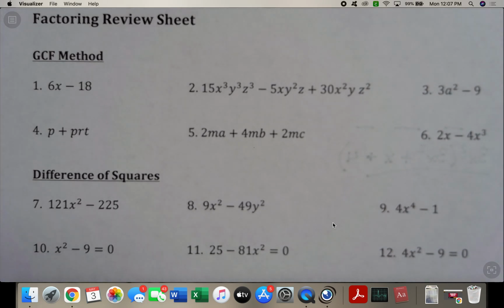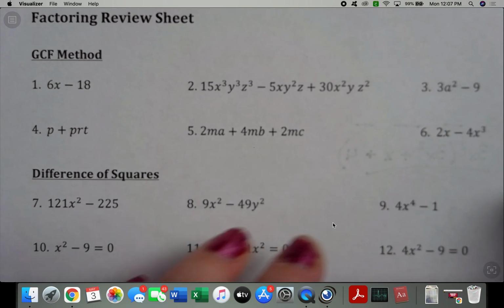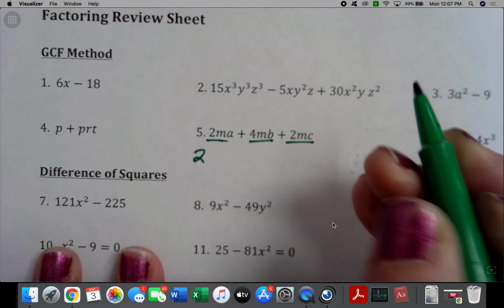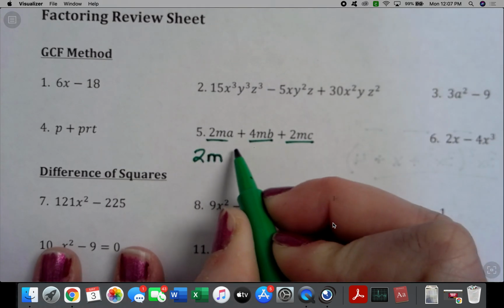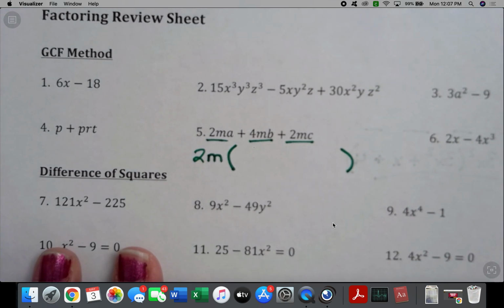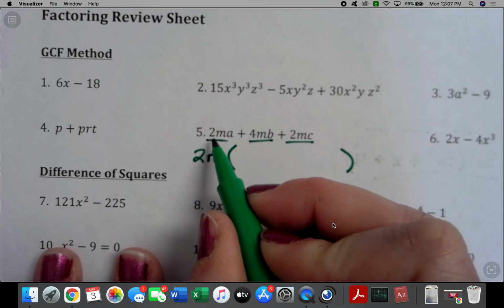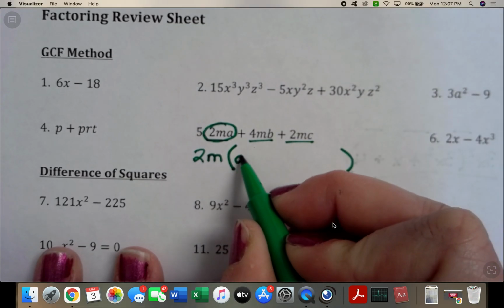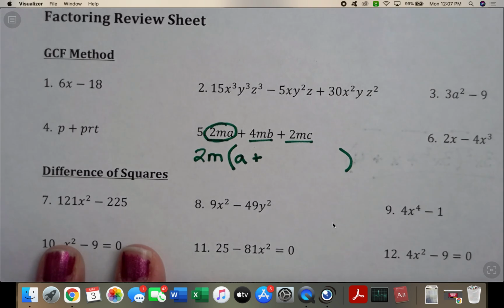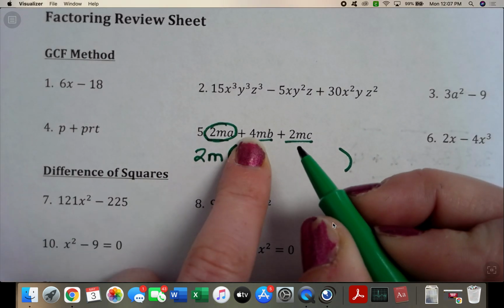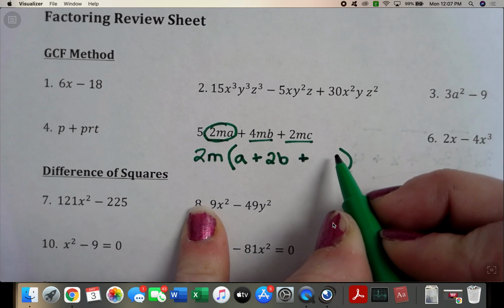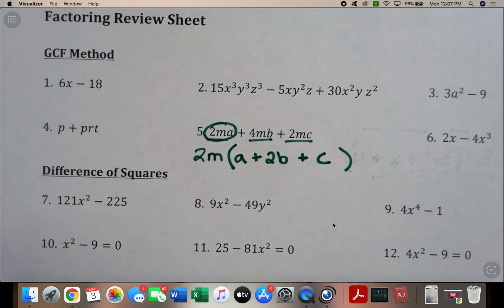Let's look at number 5. What are you gonna take out of those 3 pieces? 2 and M. Anything else? Okay, when you take it out, you don't throw it away. You leave it, right? So if you take 2M out of this piece, what's left over? A is left, plus. If you take 2M out of the 4MB, you have 2B left over, plus, and then left is C on the last one. Okay? All right, so when you take it out, you don't throw it away.